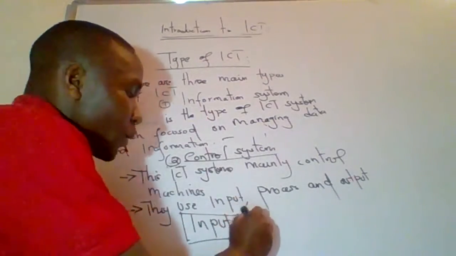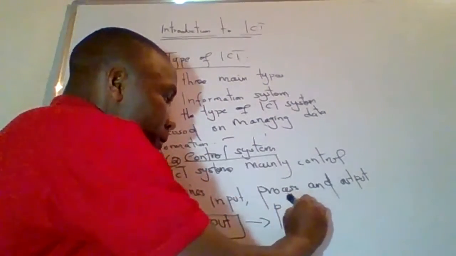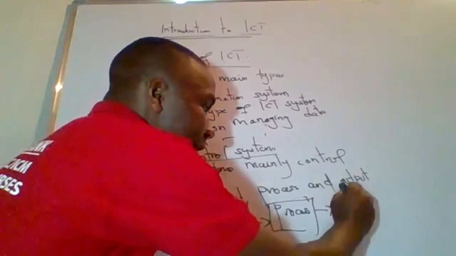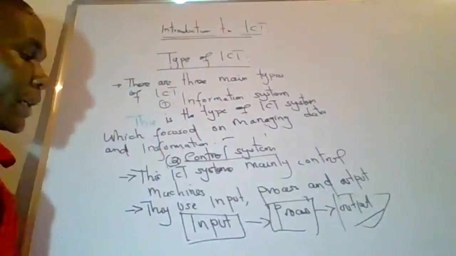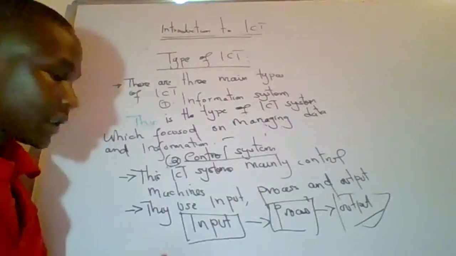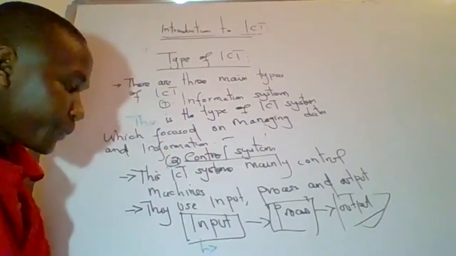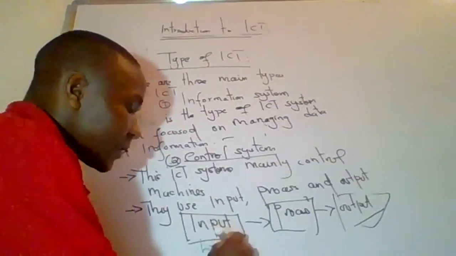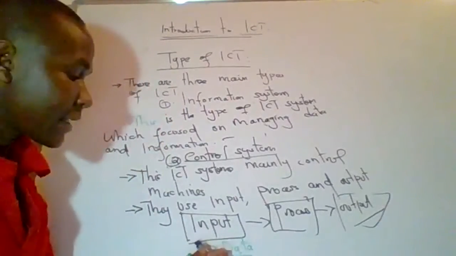There is input. What do we do with this input? We process. After we process, we get our output. So what are we inputting here? We input data, right? Raw data, it's a raw fact.